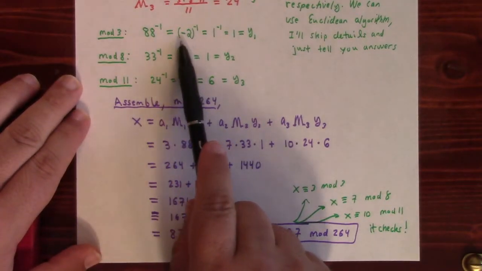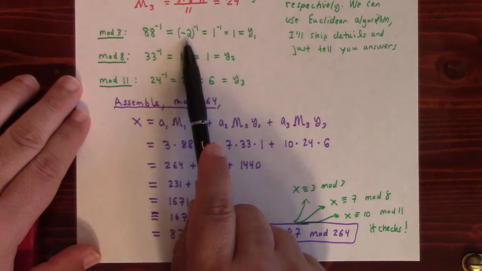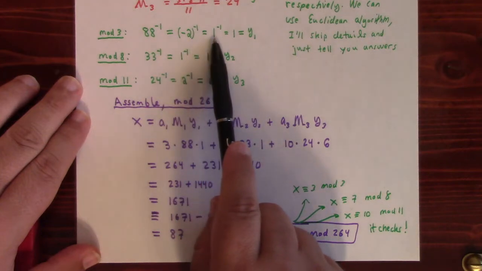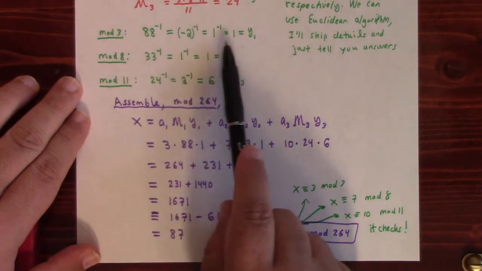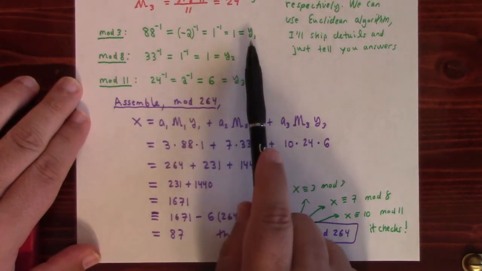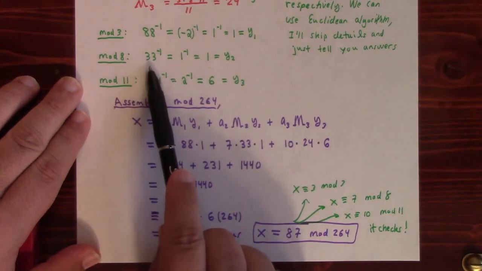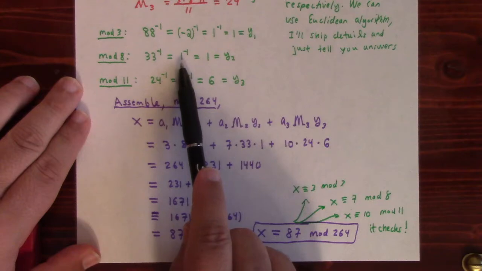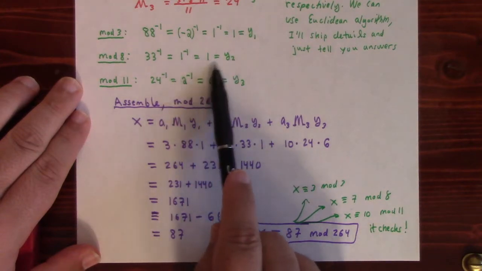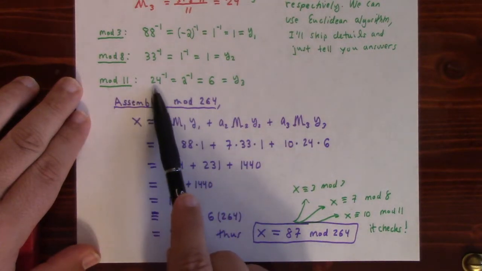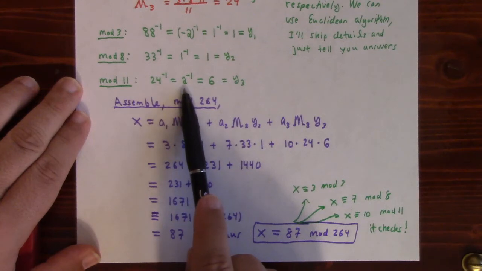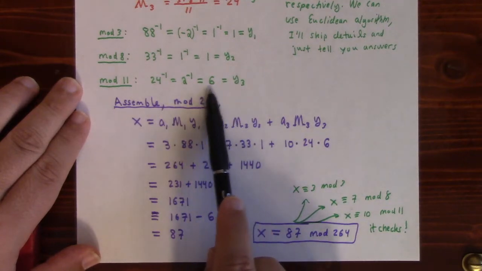88 inverse is, well, mod 3, that's the same as minus 2 inverse because I can subtract 90. And then minus 2, well, that's silly, that's just 1 inverse. Okay, so I believe 88 is actually 1 mod 3. So y1 is 1. 33, again, kind of embarrassing, that's 1 mod 8, so it's its own inverse. Y2 is 1. 24 inverse mod 11, well, that's subtract off 22, that's 2 inverse. 2 times 6 is 12, right? So that makes 6 the inverse of 2 mod 11. So finally something interesting, y3 is 6.